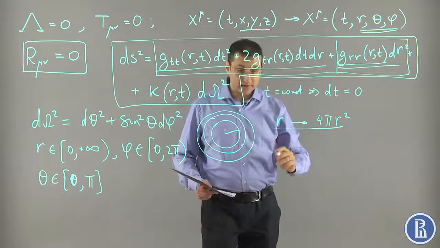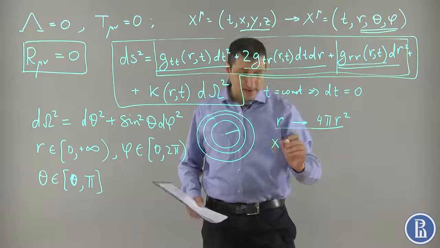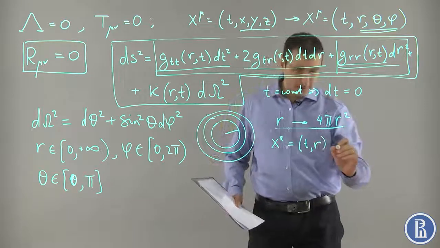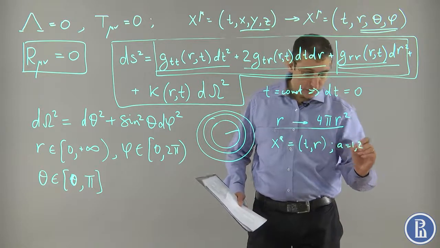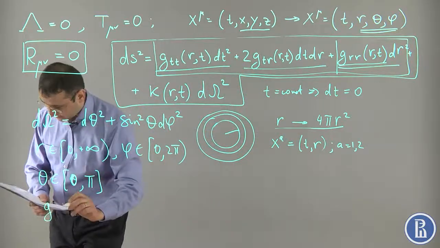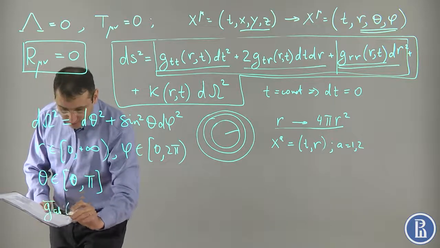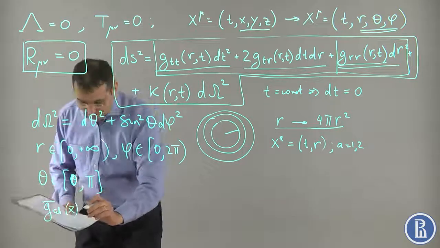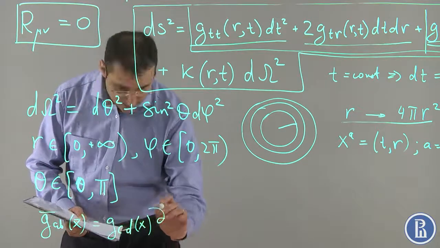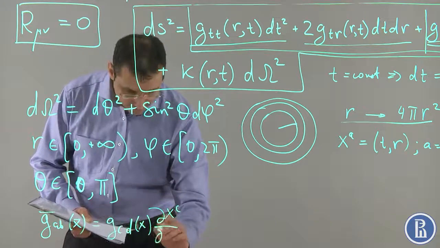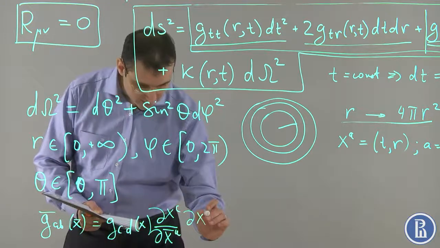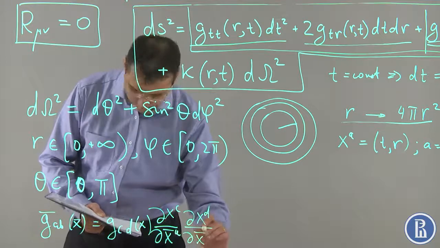this metric is invariant under the coordinate transformations if one takes a vector x^a, which is t and r, which has components like this. So a runs from 1 to 2. So this metric is invariant under the following transformation. So if one chooses g bar_ab as a function of x bar, it is g_cd as a function of x, dx^c/dx bar^a dx^d/dx bar^b.